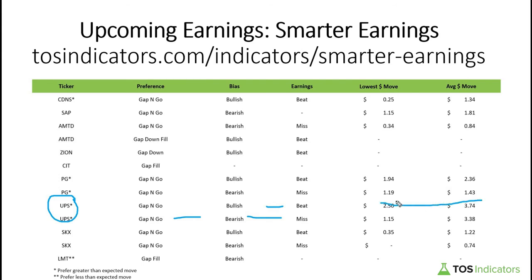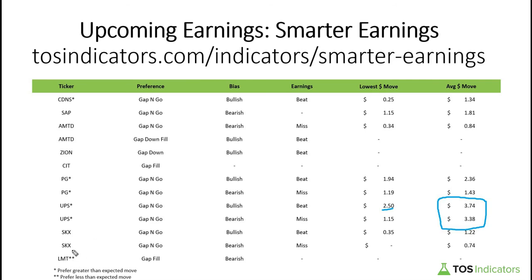And the numbers again in UPS are a little bit different, but you can go ahead and pause it or print out the screenshot. $2.50 for the lowest move if we have a gap up and then we continue going, or $1.15 if we gap down and then continue going in that direction. But our averages are closer to the $3 mark, $3.38 and $3.74.